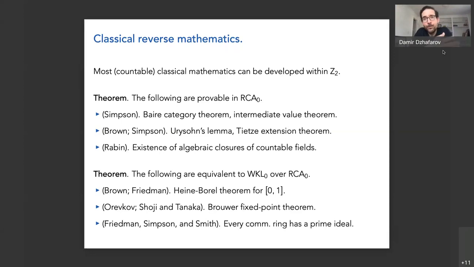the vast majority of those theorems are either provable in RCA0, the base theory, this simple fragment that we're looking at, or equivalent over that base theory, over RCA0, to one of the other subsystems. So here are some examples.